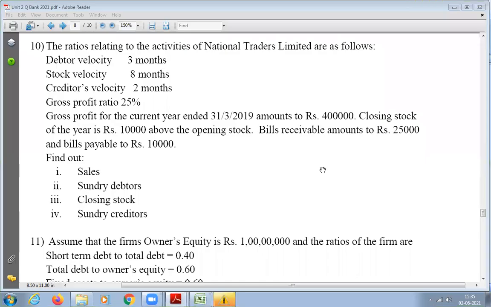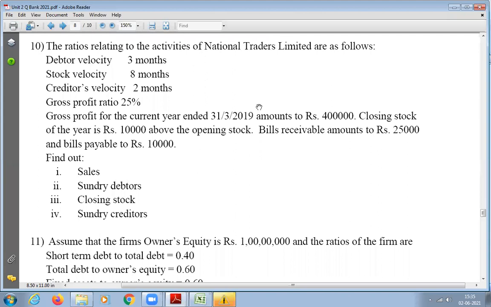Yeah. So clothing stock is 10,000 above the opening stock. So keep it in mind. And then bills receivable and bills payable is given to us. And what you're supposed to calculate? Sales, sundry debtors, closing stock, sundry creditors.